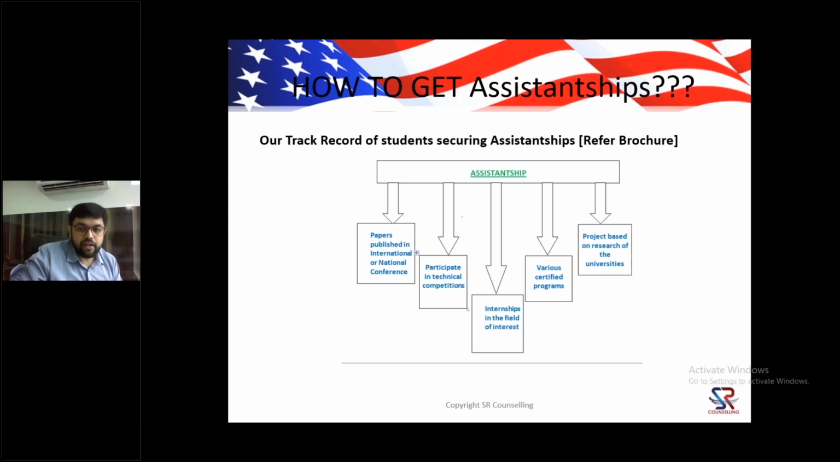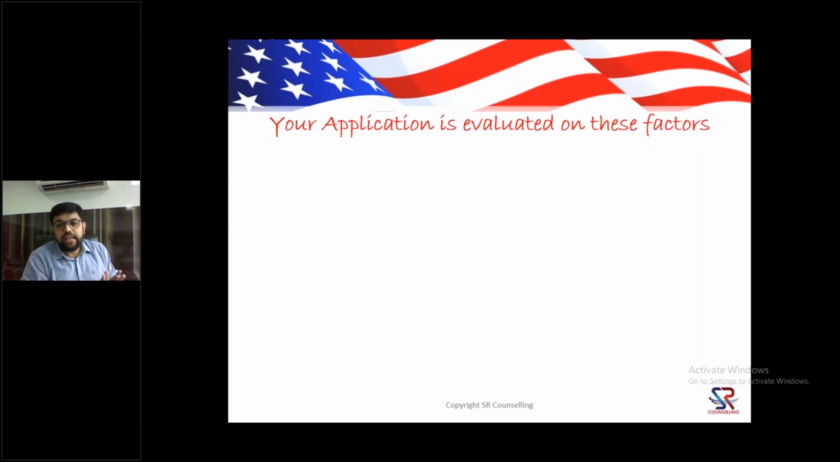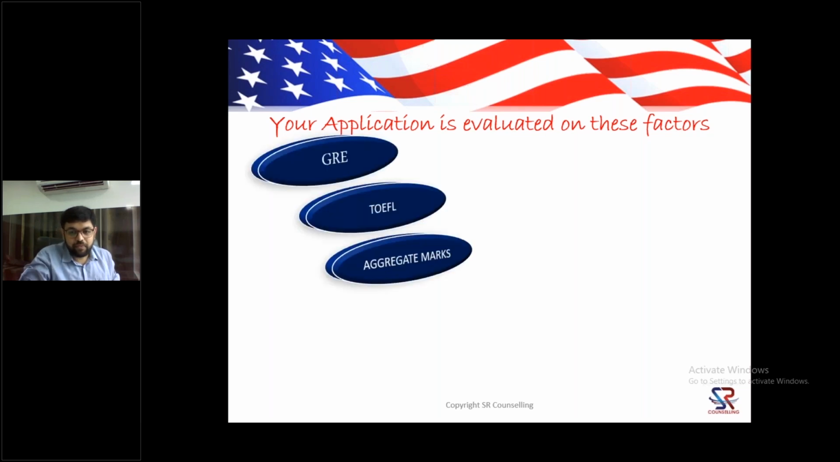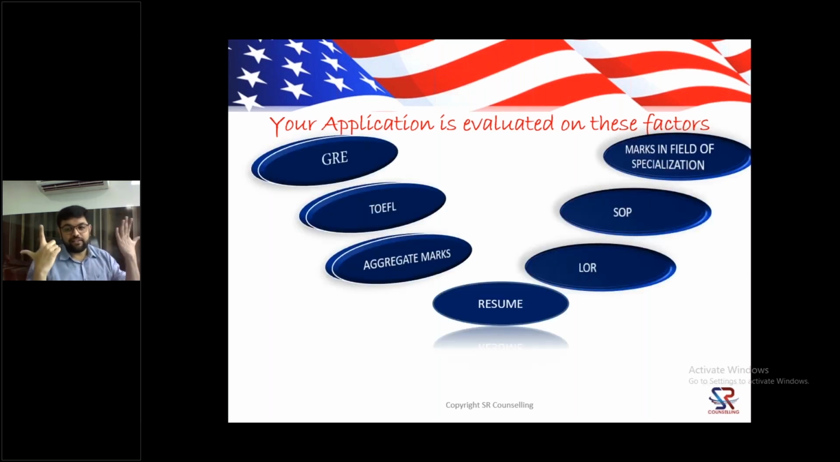Okay, let's quickly go ahead. Now let's see how a university evaluates a student's profile. Most of you know it. Let's quickly see it again. There are 7 factors: your GRE, your TOEFL, your aggregate marks or GPA, your resume, your SOP, your LOR, and your marks in the subject in which you want to do your master's.